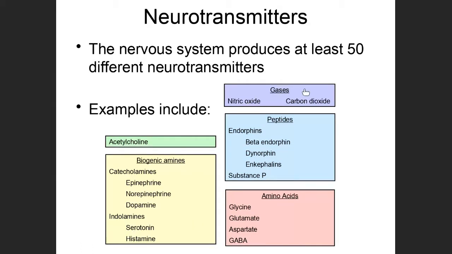There are actually some gases that act as neurotransmitters in the body. Peptides are chains of amino acids, so there are some chemicals that are peptides, that's their chemical classification, that act as neurotransmitters. And then we also see some amino acids that are acting as neurotransmitters in the body as well. So there's a great variability as far as different kinds of chemicals that are capable of acting as neurotransmitters and that are used as neurotransmitters in certain circumstances within our bodies.